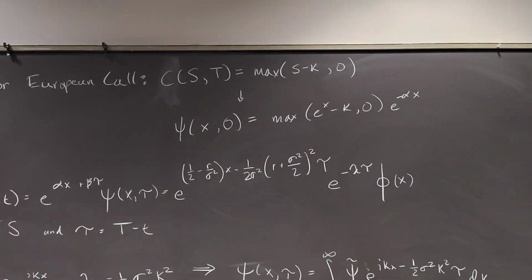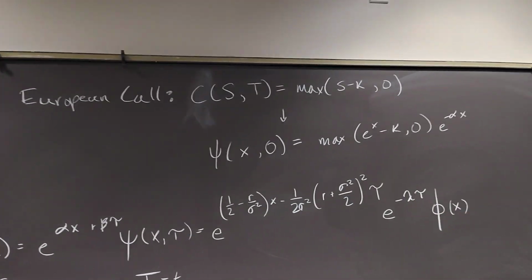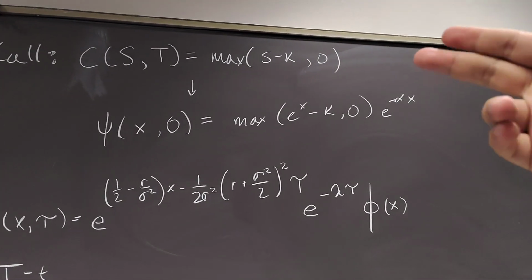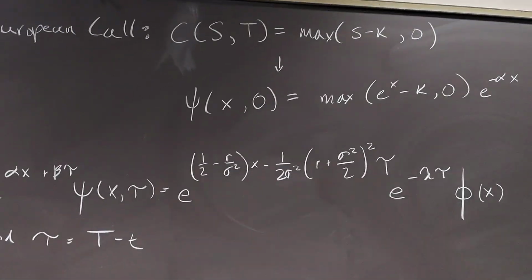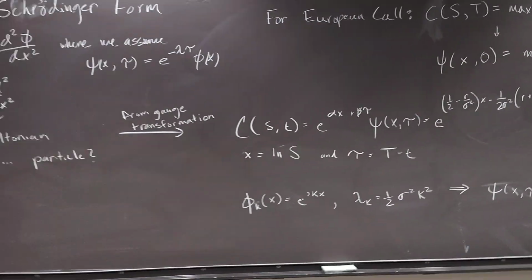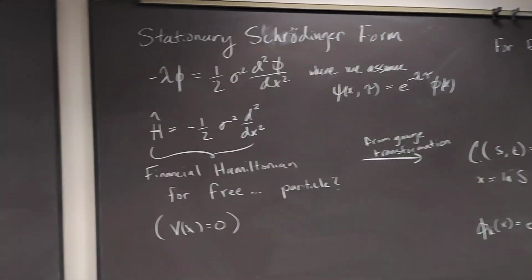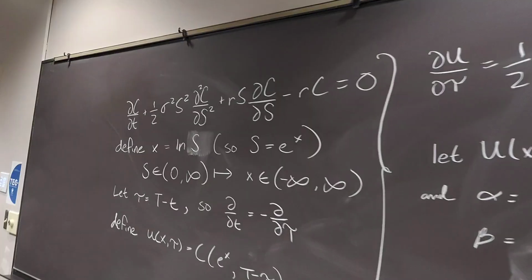There you go. And then, for a European call, you have your boundary conditions. I'm just showing you that it translates directly into solving it. So, that's how you use the Schrodinger equation to price an options contract.